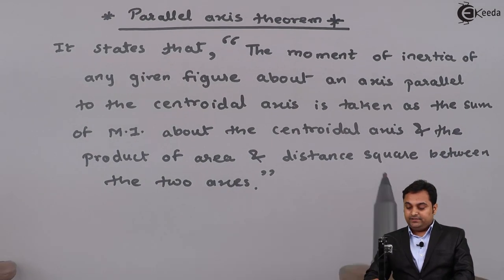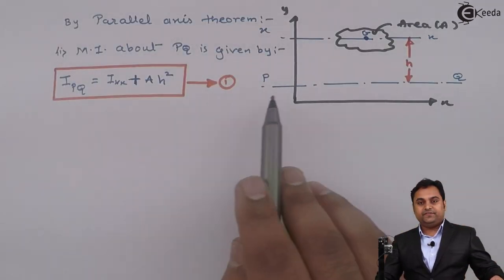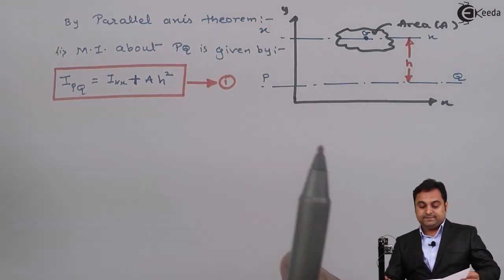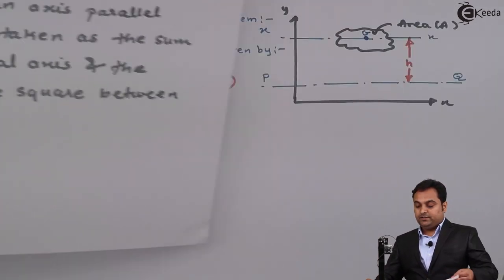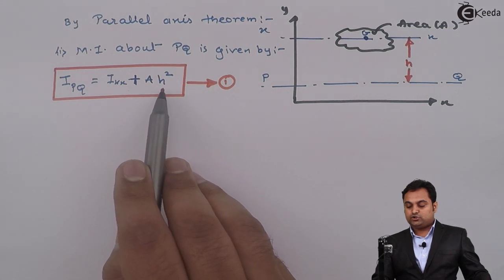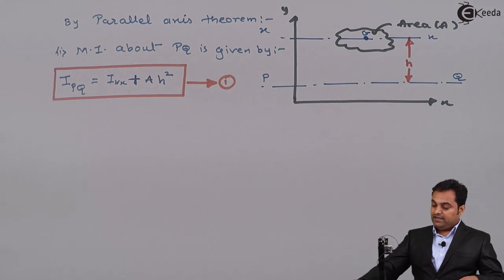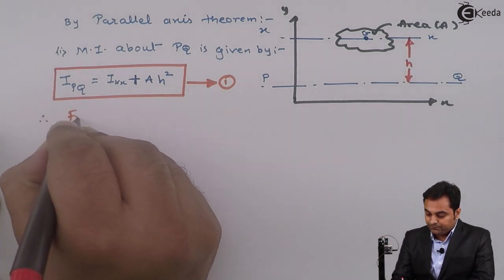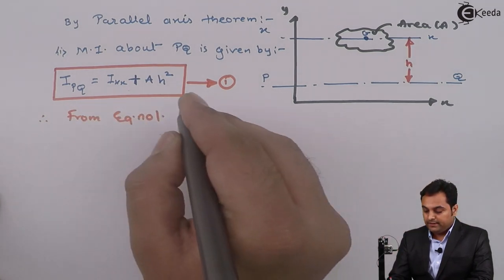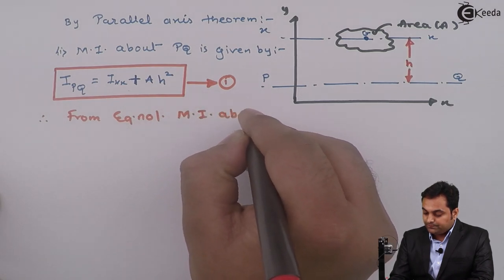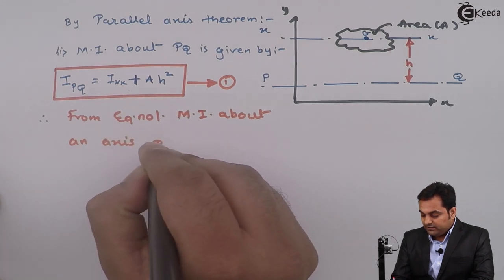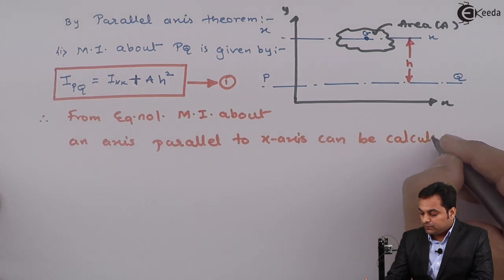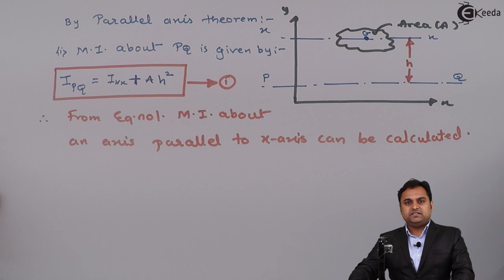So now it is very much clear that the moment of inertia of any given figure about an axis parallel to the centroidal axis is taken as the sum, addition, of MI about the centroidal axis, that is Ixx, and the product, that is the multiplication, of area and distance square between the two axes. So this is the parallel axis theorem. I can give a similar example. First of all, I'll write down that therefore from equation number 1, moment of inertia about an axis parallel to x axis can be calculated. So here we can calculate the moment of inertia about an axis parallel to x.